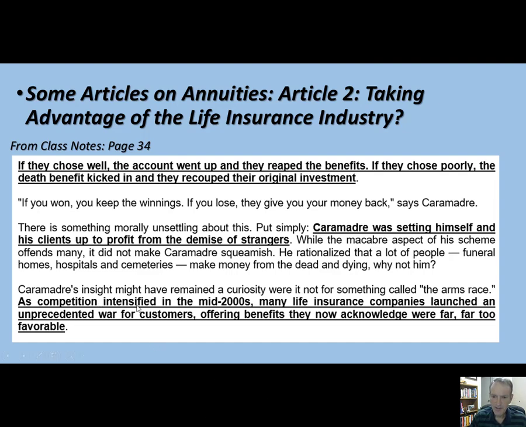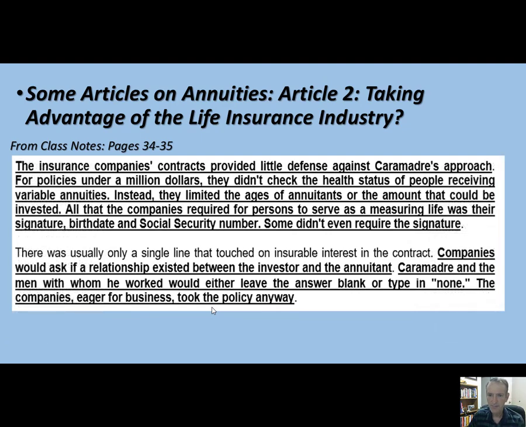As competition intensified, many life insurance companies launched a war for customers, and so it's their own fault that they put these things in the footnotes that he could take advantage of. You would think someone in a nursing home who is about to die, that would be a great time to buy a variable annuity, and so people could certainly do that. And maybe that's the complaint they're making, is why didn't he look out for those people in the nursing home rather than just setting this up for his other clients? So there's really no defense.